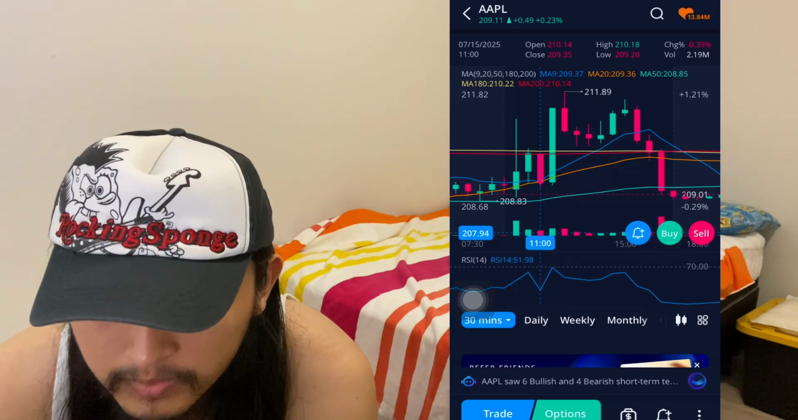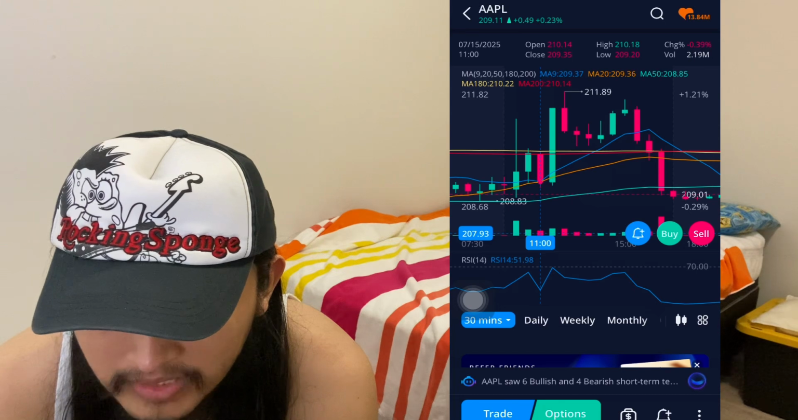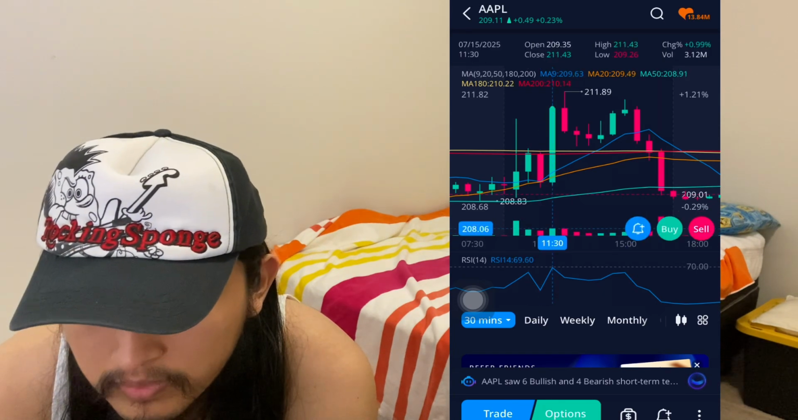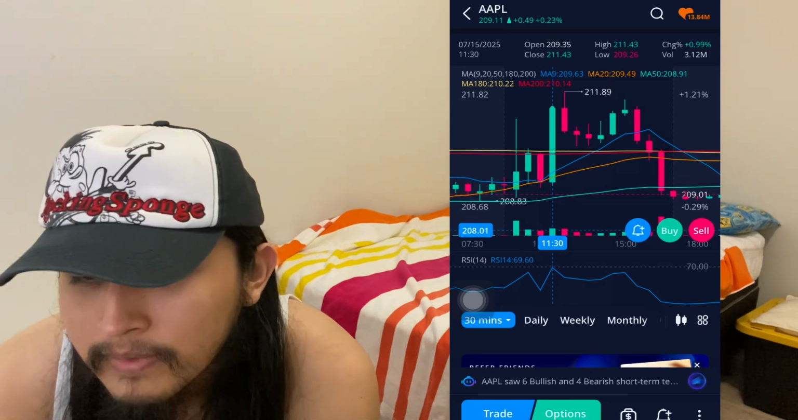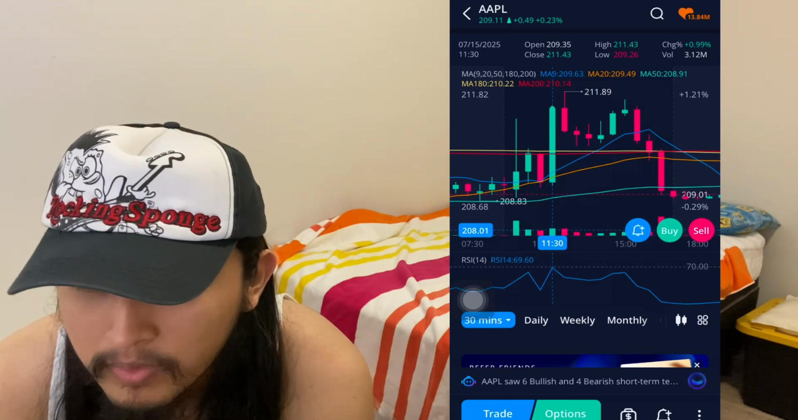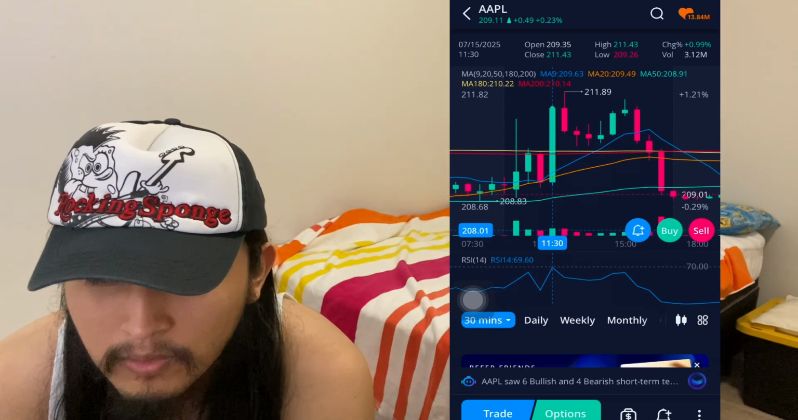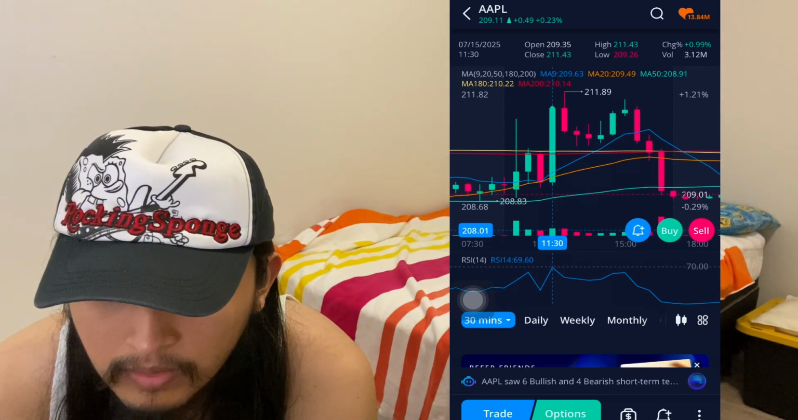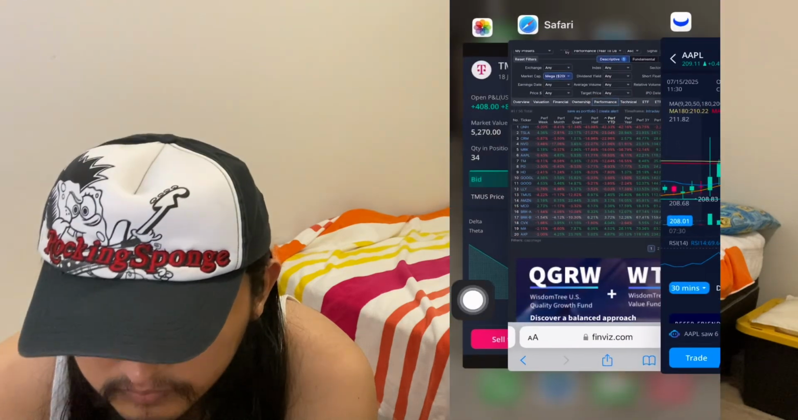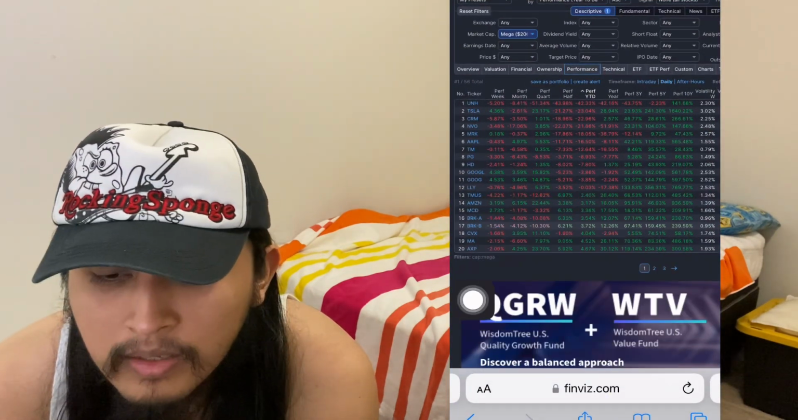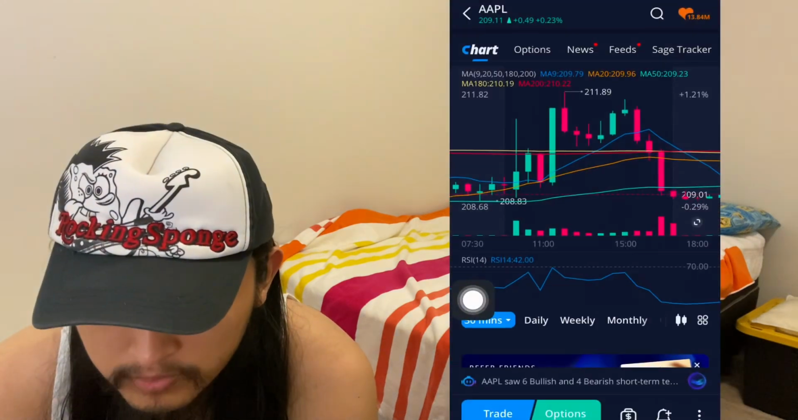You could have bought call options there, waited for a bounce, and as soon as the next candle approached the 200 or 180-day moving average, that would be your exit point to sell out your position. And basically that's the whole point of using finviz.com. So that's a way that you could use finviz.com if you're day trading.